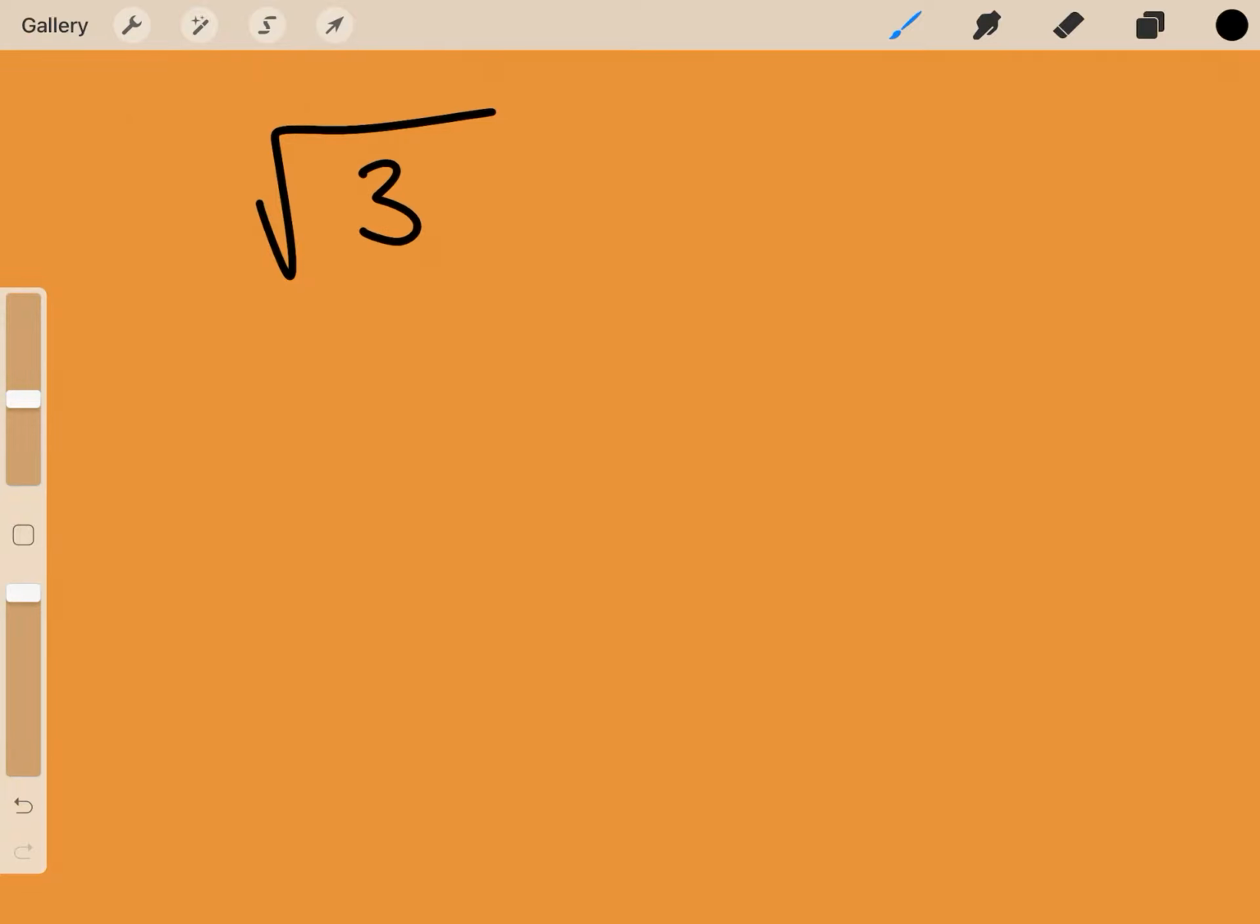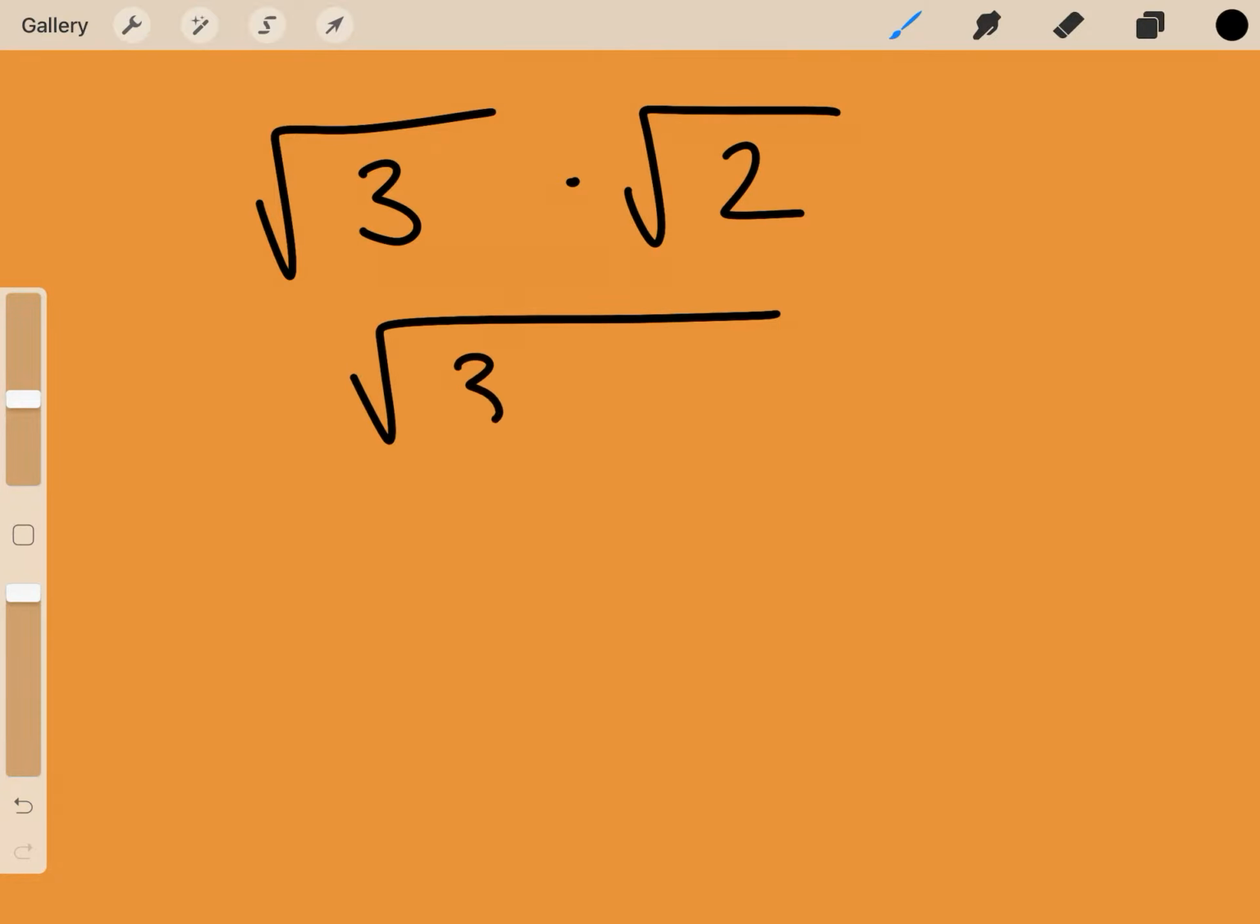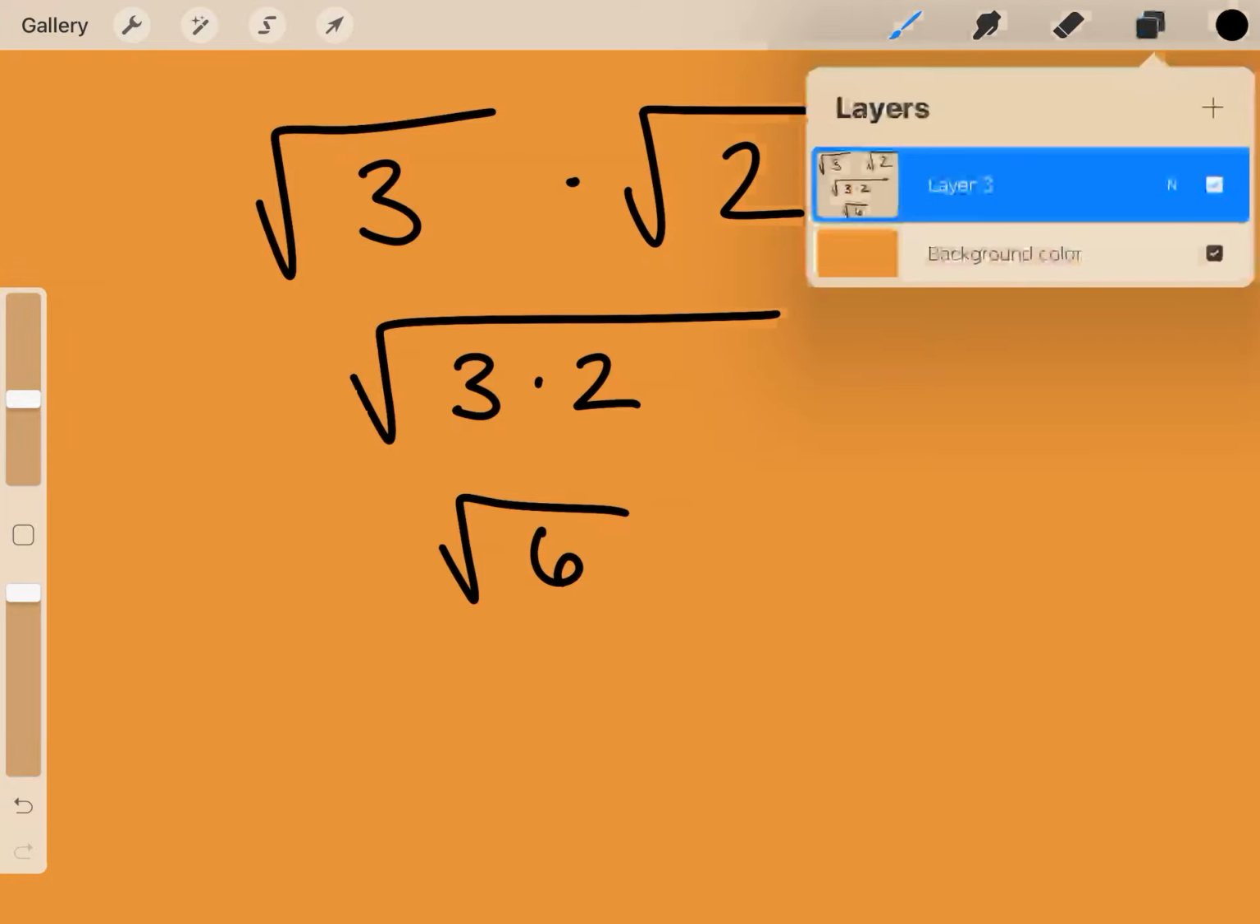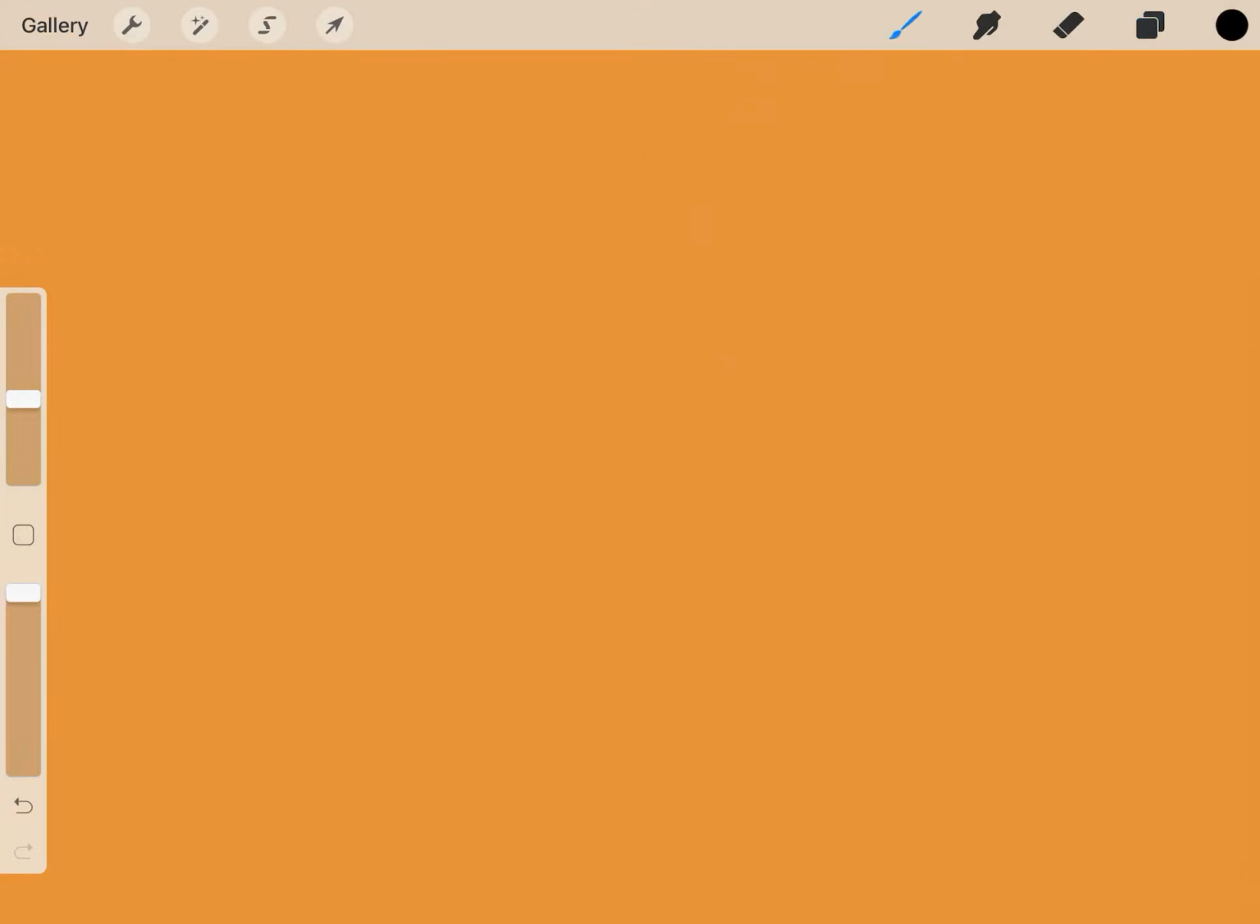radicals that aren't the same. So what if I'm doing the square root of 3 times the square root of 2? In that situation, you just put them and multiply them under the same radical. So that becomes the square root of 3 times 2, which is just the square root of 6. Since the square root of 6 doesn't get simplified any further, we just leave it as the square root of 6. So now you give it a try.